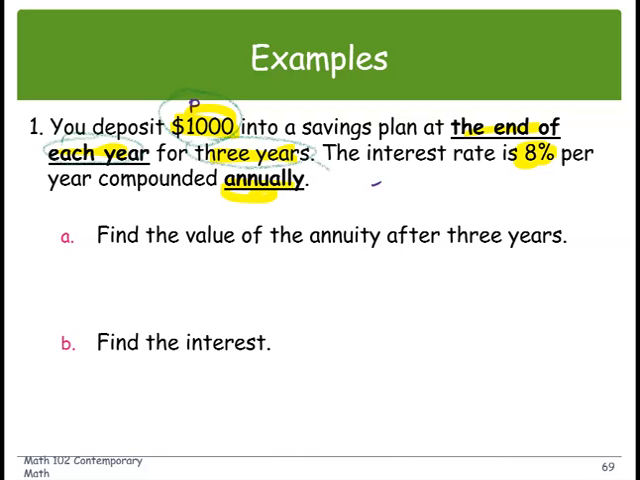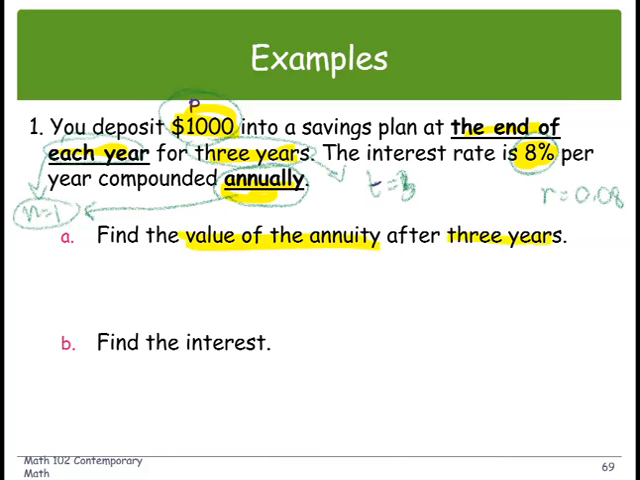The number 3 years tells you about the t, so t equals 3. The end of the year means n equals 1. The rate is 8%, so R equals 0.08. And another piece confirms the information that it is compounded annually, or n equals 1. So for part A, we're going to find the value of the annuity after 3 years.